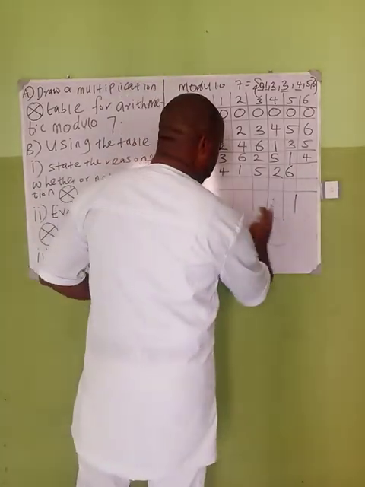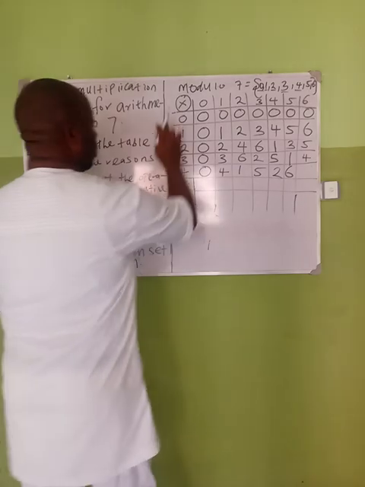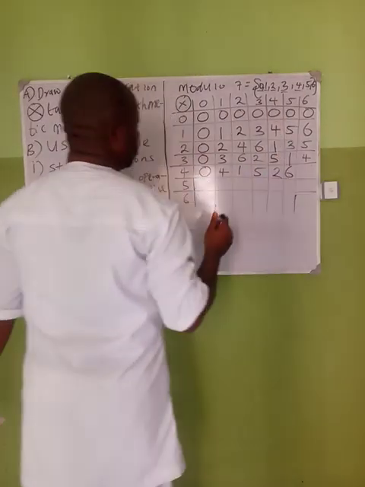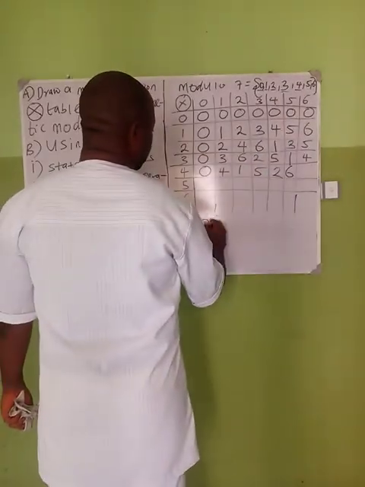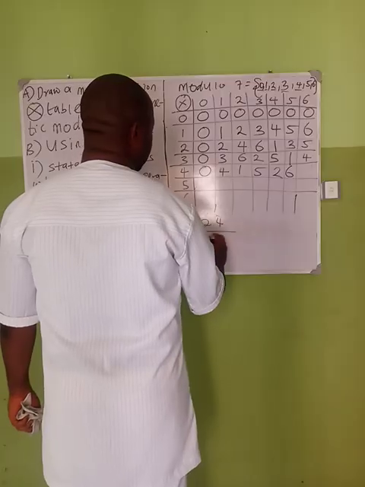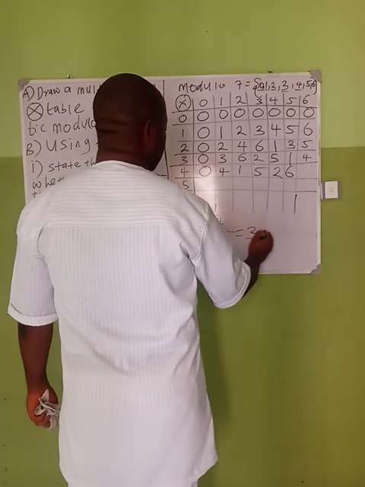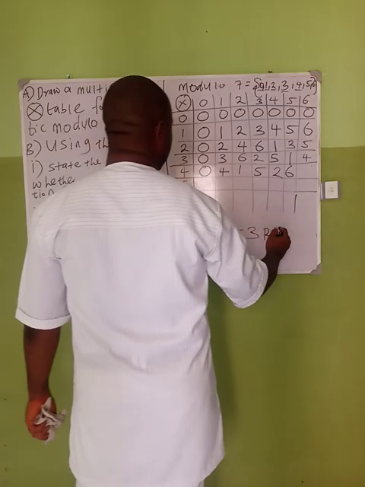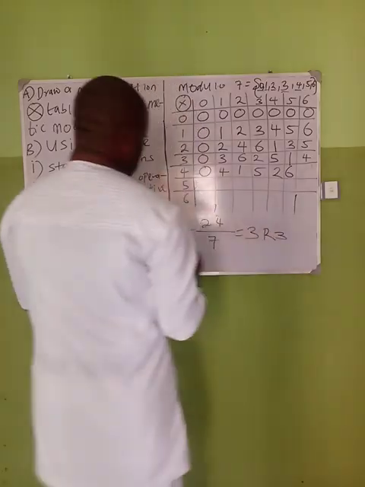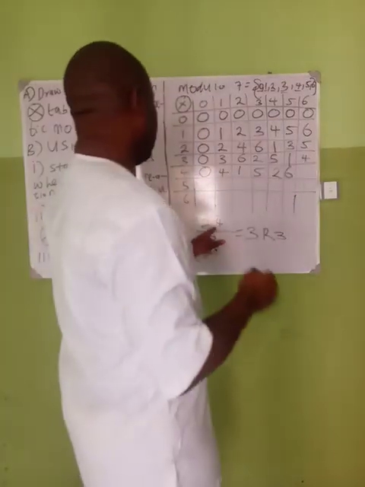And then we go to the next, which is 4 times 6. That's 24. So 24 divided by 7. This will give us 3 remainder 3. Yeah, 21 plus 3 will give us 24.